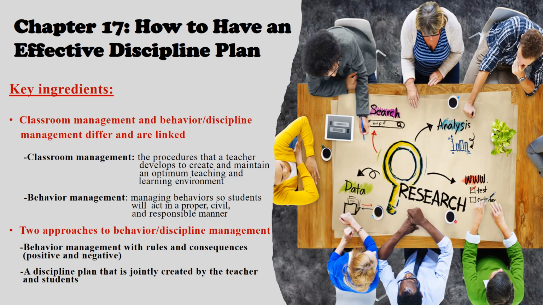Chapter 17 also distinguishes between two approaches to behavior management. The first one deals with the enforcement of rules and consequences, while the second one concentrates on a discipline plan that is cooperatively developed by teachers and students. As the chapter acknowledges, there is no one-size-fits-all discipline plan. The particular students a teacher works with and the circumstances of the learning environment may require the teacher to use more than just one approach.